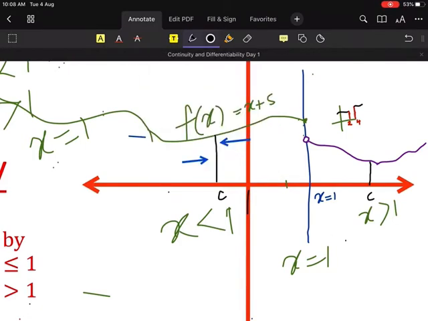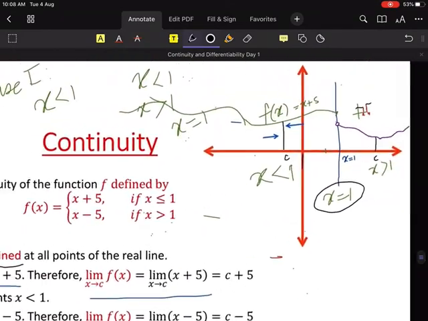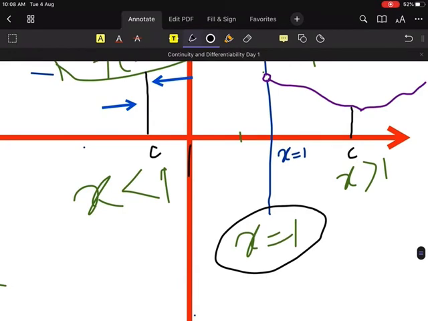x less than 1 discussed. x greater than 1 discussed. Is the function continuous at x equal to 1? Did we discuss x equal to 1? No. So now we have to check whether the function is continuous at x equal to 1 or not. Without even checking, can you tell me, is the function continuous at x equal to 1? Yes. Fine. You told me the function is continuous at x equal to 1. Let me prove you wrong now.